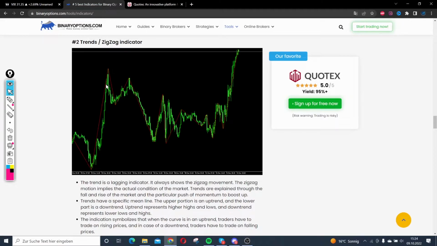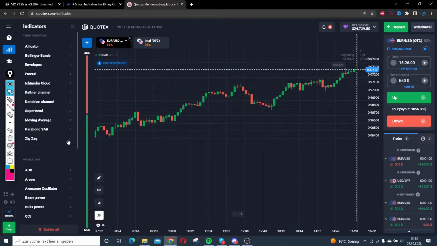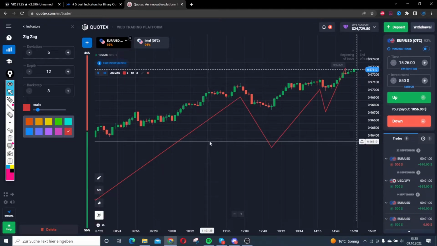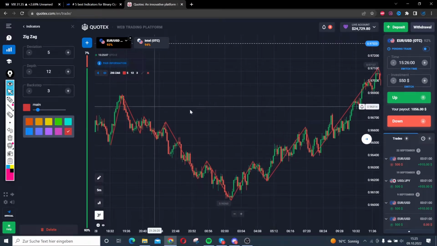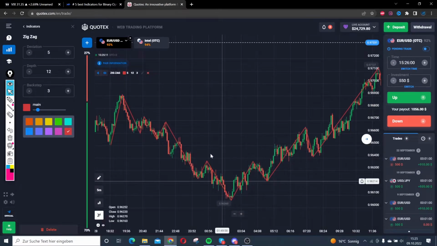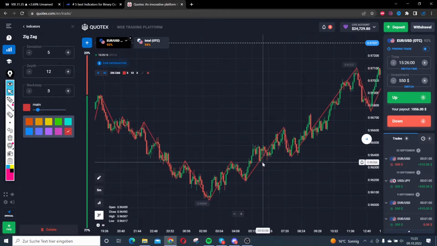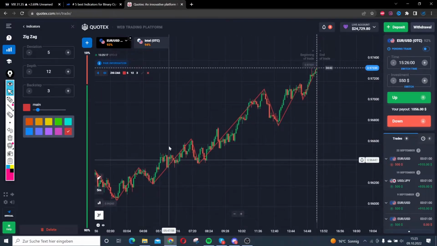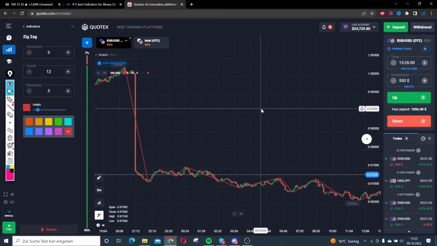Sometimes you can use this indicator just to see the correct highs and lows in the chart. I will show you that. I will add this indicator. Here's the Zig Zag, and now I see the highs and lows exactly. It removes the noise from the chart, and I'm seeing the important points of the price movement.